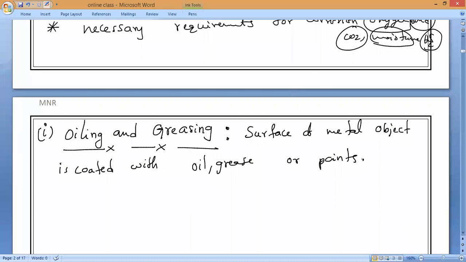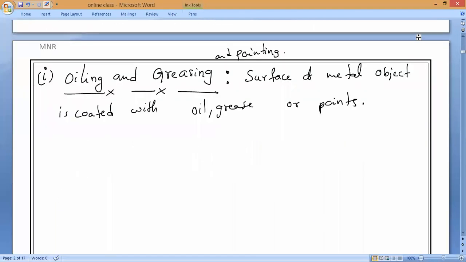So paints, what will they do? Paints prevent the supply of oxygen, water vapor, carbon dioxide, or hydrogen sulfide to the metals. So that is what we can say: oiling or greasing, and painting also. Painting the surfaces of metals prevents the supply of oxygen and moisture, so corrosion is automatically prevented. That is the first technique.